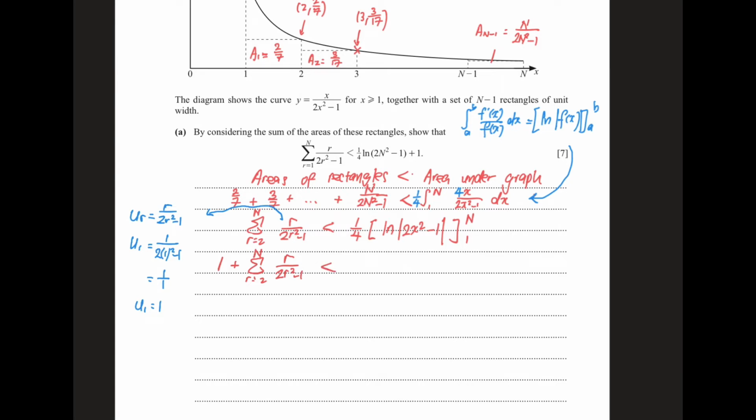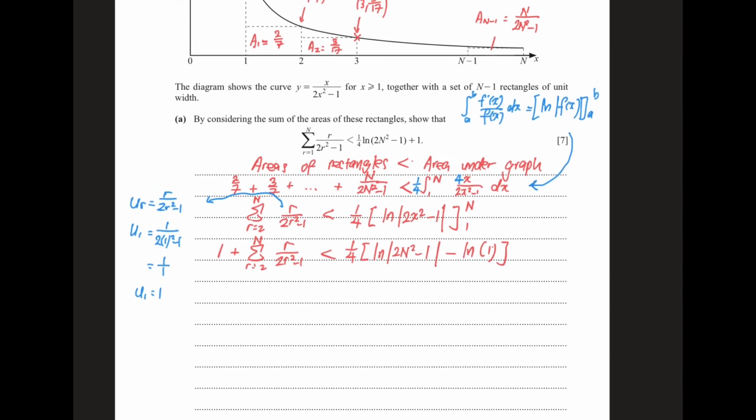On the right, I just continue the integrations. So 1 over 4, I have to substitute the upper limit: ln modulus 2n squared minus 1 modulus, minus ln modulus. Now I substitute 1 inside, I will get ln 1, but ln 1 is just 0.